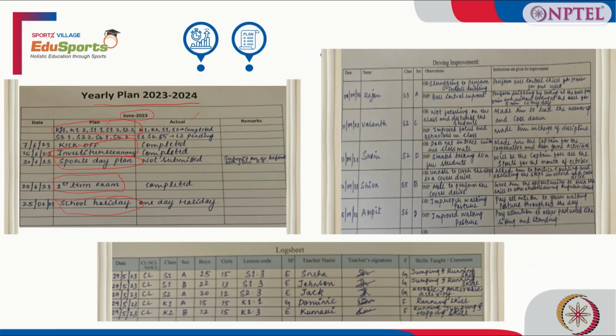Another example of documentation is the log sheet. So this is a sheet where I am documenting my daily classes. For example, for class 1, how many boys, how many girls attended the class, what was the lesson code, if there was a teacher present who was helping you out, who's the teacher, the teacher signature, and what skills did you teach in this lesson plan, and what is the feedback for students on these lesson plans, right?